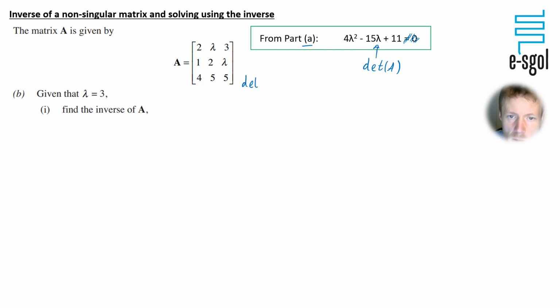So the determinant of A, given that lambda is 3, is 4 times 3 squared minus 15 times 3 plus 11, and that equals 2. So the determinant of this matrix is 2. Now let's find the inverse. It's probably worth noting down what matrix A is with the lambda replaced by the number 3. So we've got 2, 3, 3, 1, 2, 3, 4, 5, 5.